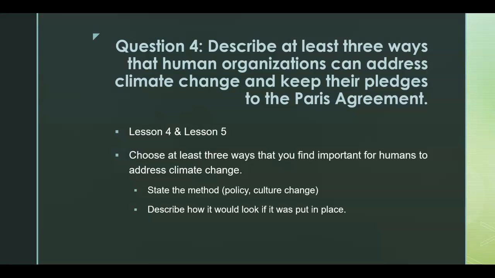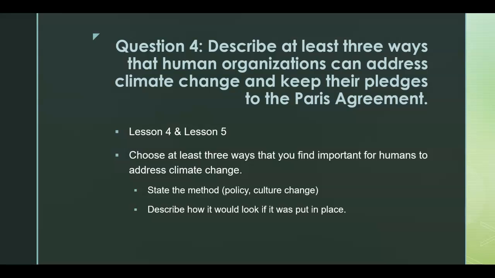And then the last question: describe at least 3 ways that human organizations can address climate change and keep their pledges to the Paris Agreement. So I said human organizations because remember, one of the myths about climate change is that individual people can solve this, and it's really going to have to be governments that do it.